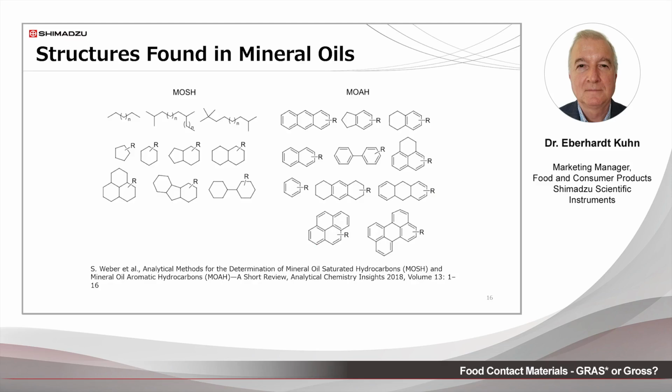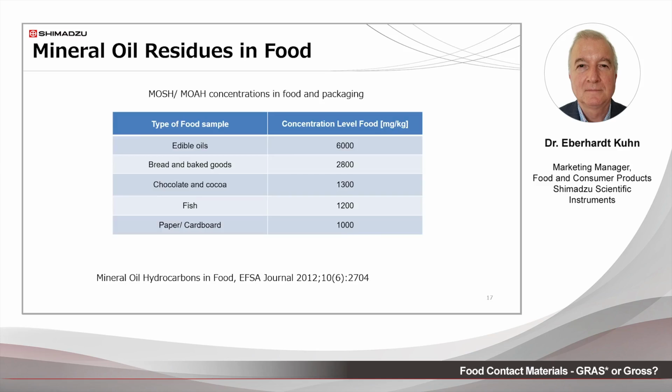The analytical challenge is that there are many different compounds within the MOSH and MOAH fractions, as you will recall from your organic chemistry. If you take 5, 6, 8 carbon atoms, you can combine them in any number of different structures and isomers. So both the MOSH and MOAH fractions literally have hundreds and thousands of different compounds. See here, the levels of MOSH, MOAH and mineral oils in foods can be quite high, and even in food contact materials such as paper and cardboard we see a very significant amount of mineral oil residue.